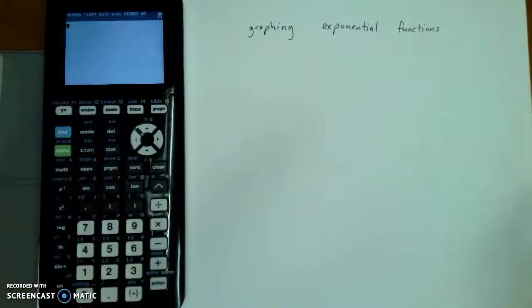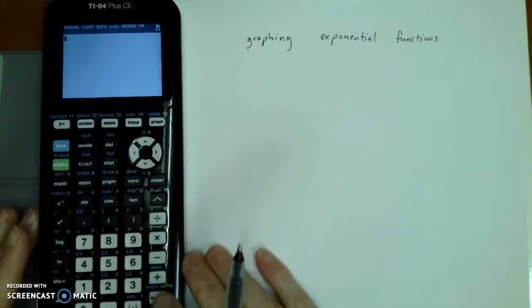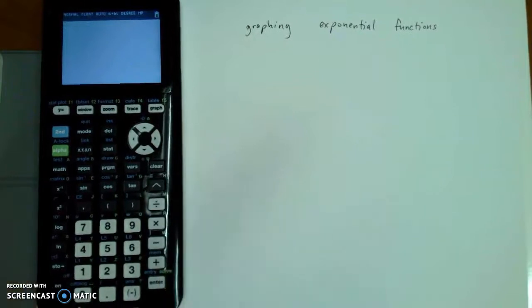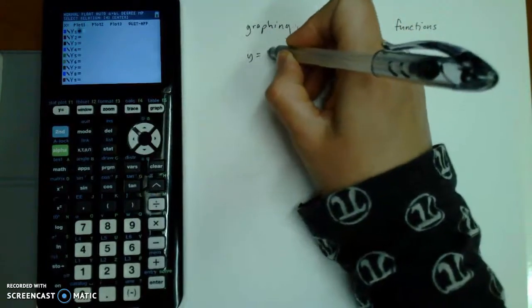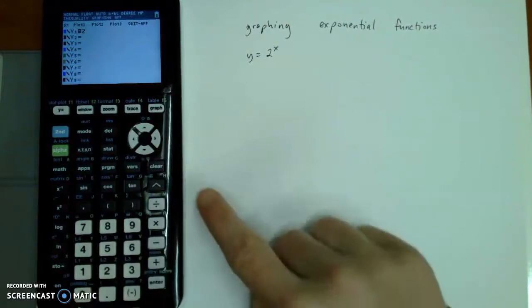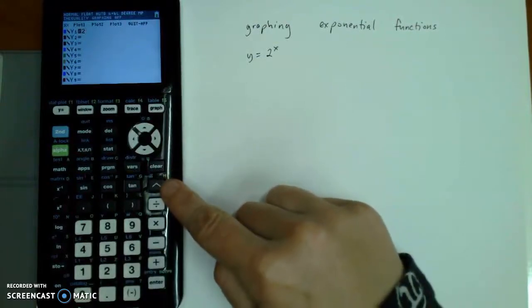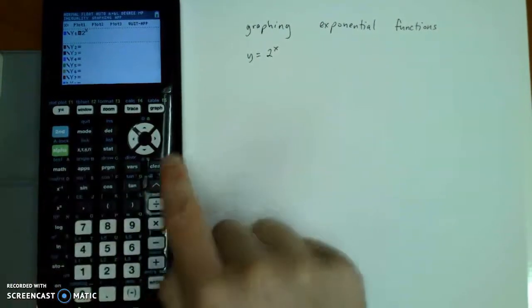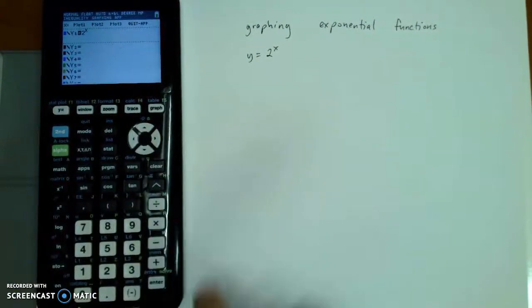Let's look at how to graph specifically exponential functions on a graphing calculator. As always, I have a TI-84 Plus CE, but a lot of what I say will apply to any graphing calculator. So let's go ahead and hit y equals, and let's start with a basic one. Let's start with 2 to the x. So let's hit 2. Again, the little caret is my exponent key, so let's hit caret, and then we'll go ahead and put our x in that exponential position. And then hit graph.